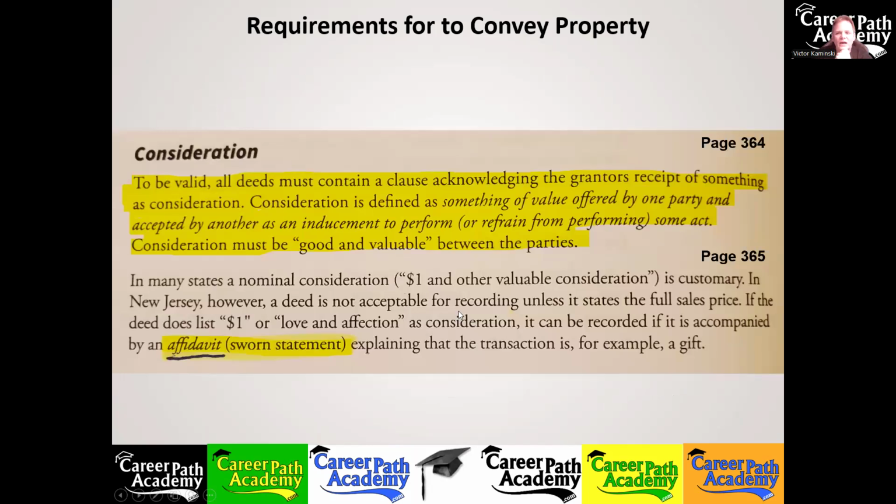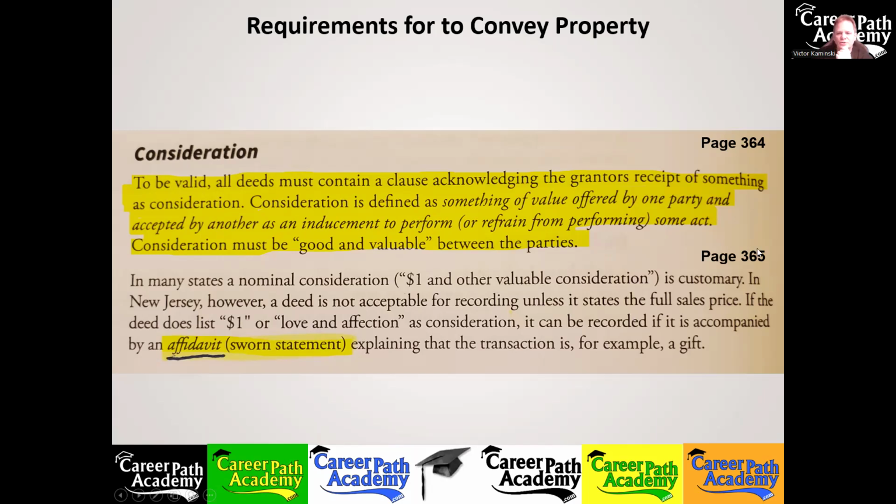All right. Now, consideration. To be valid, all deeds must contain a clause acknowledging the grantor's receipt of something as the consideration. For any contract to be valid, there has to be something of value offered, given, and received. So consideration is defined as something of value offered by one party and accepted by another as an inducement to perform or refrain from performing some act. Consideration must be good and valuable between the parties. That's the legal mumbo jumbo for this.